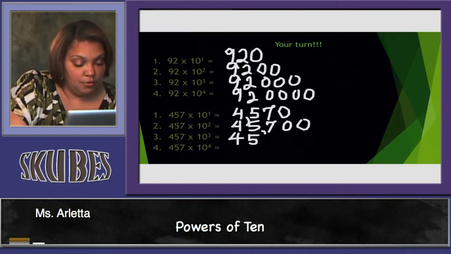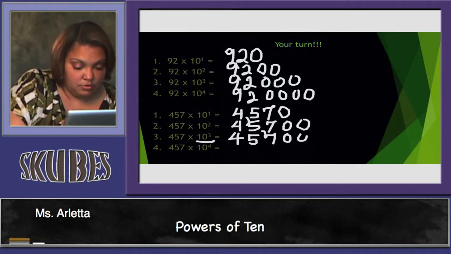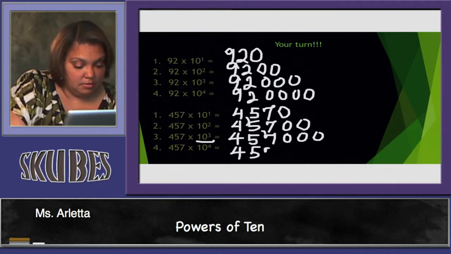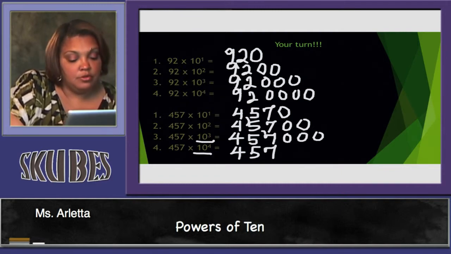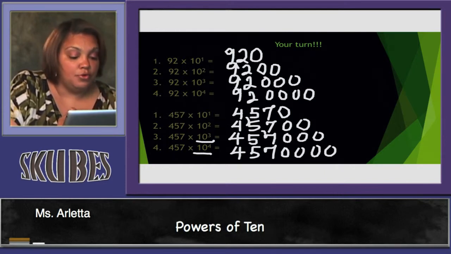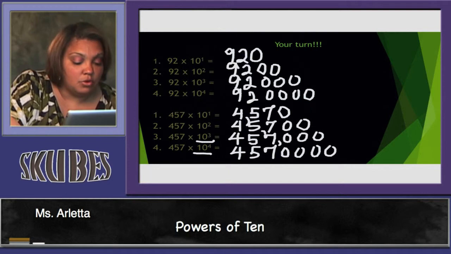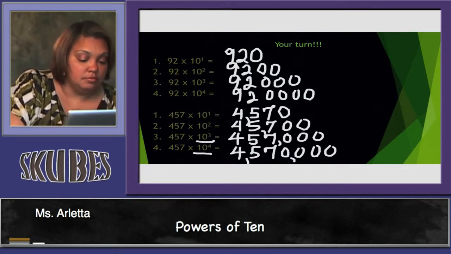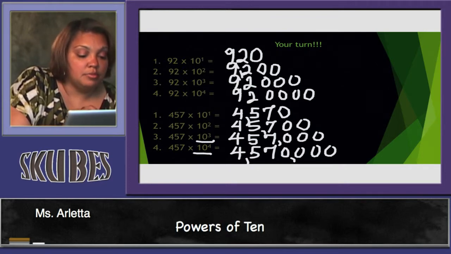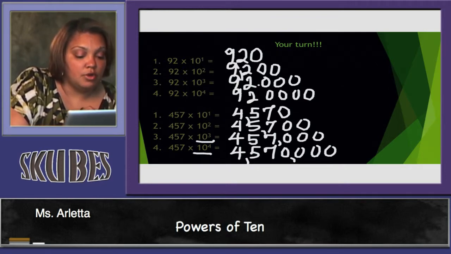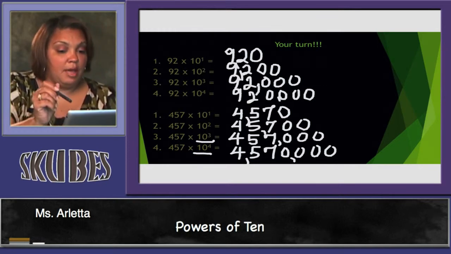Once again, starting with 457, but this time the exponent is 3, so we're adding 3 zeros. 457 again. Exponent is 4, so we're adding 4 zeros. And don't forget to go back and add your commas accordingly. And I forgot to add my commas up here, so I'll go back and do that. Not bad, huh?